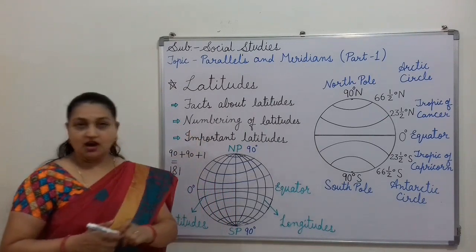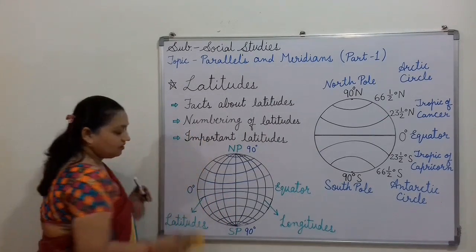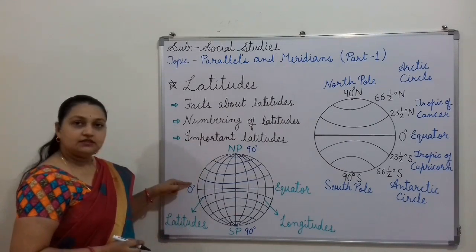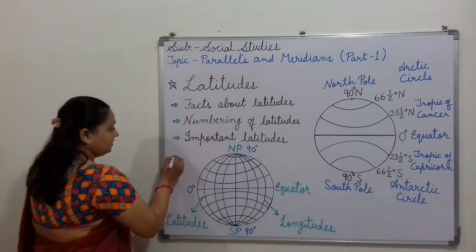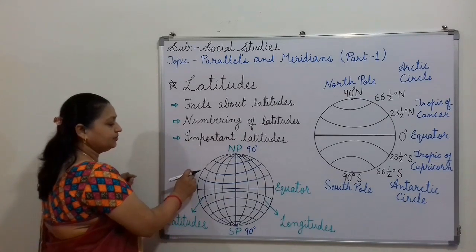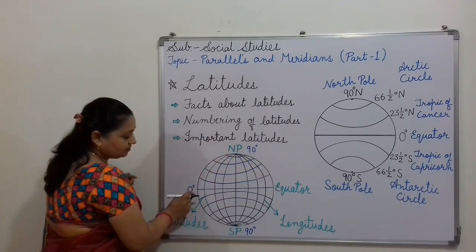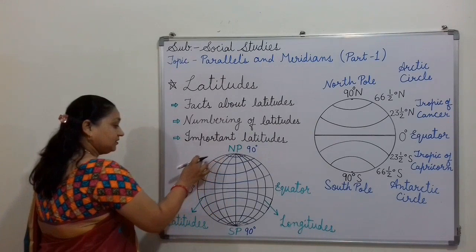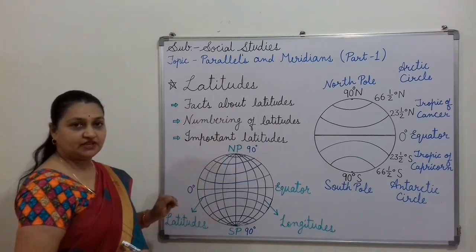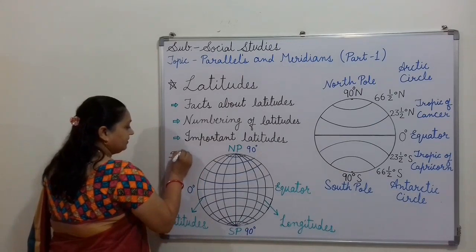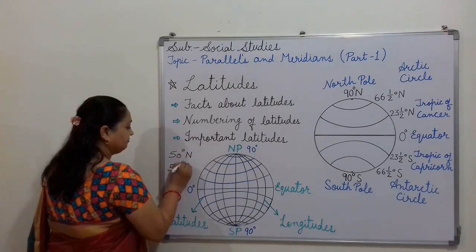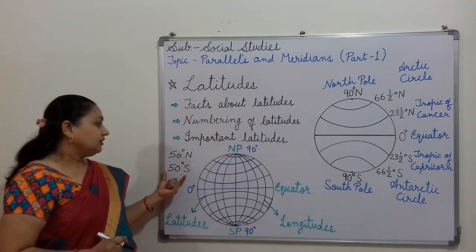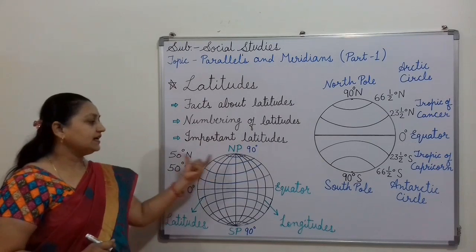Now come to the numbering of latitudes. All the latitudes are marked with the numerals using the symbol of degree. Here 0 degree, then 1 degree, 2 degree, 3 degree up to 90 degree, and here also 0 degree, then 1 degree, 2 degree, 3 degree up to 90 degree. But the numerals are similar in both the hemispheres, so we write N or S with the numerals so that we can come to know about their exact locations.